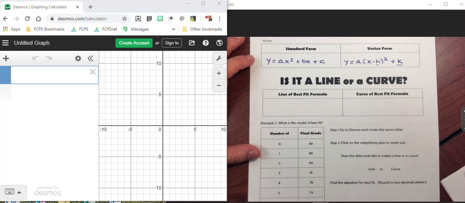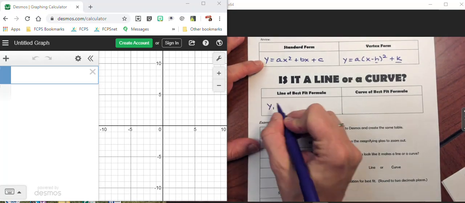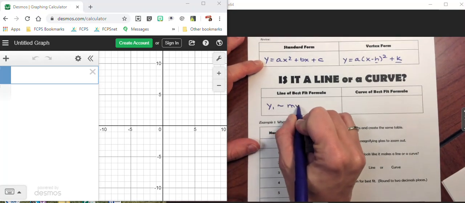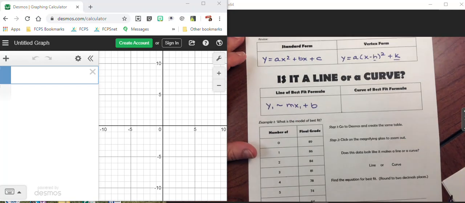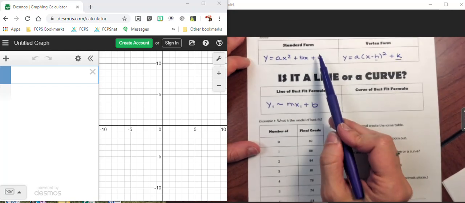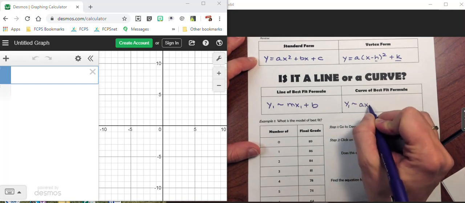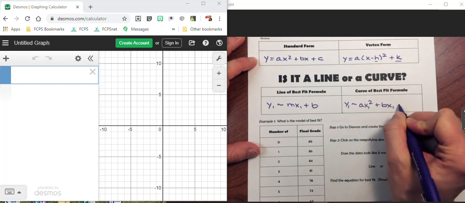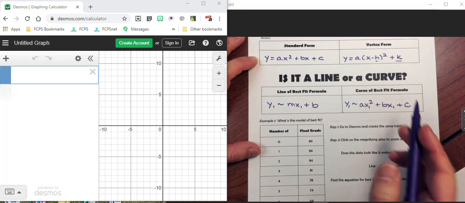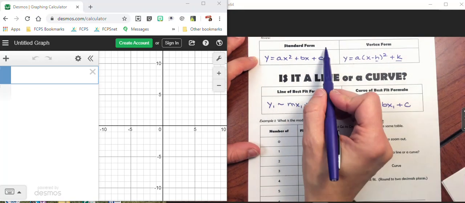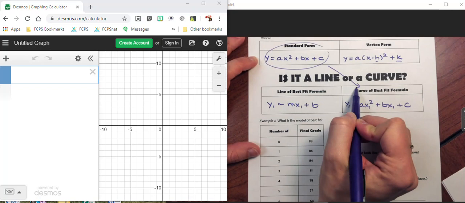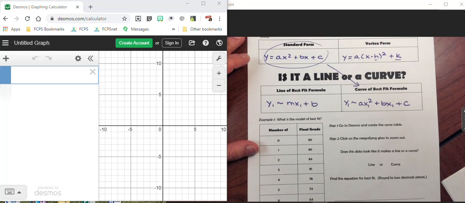So before we were talking about line of best fit, and in Desmos we would type in y1 tilde mx1 plus b. For curve of best fit, we actually use the standard form. So we go y1 tilde ax1 squared plus bx1 plus c. So notice we took this standard form equation and we're transferring it to the curve of best fit formula.